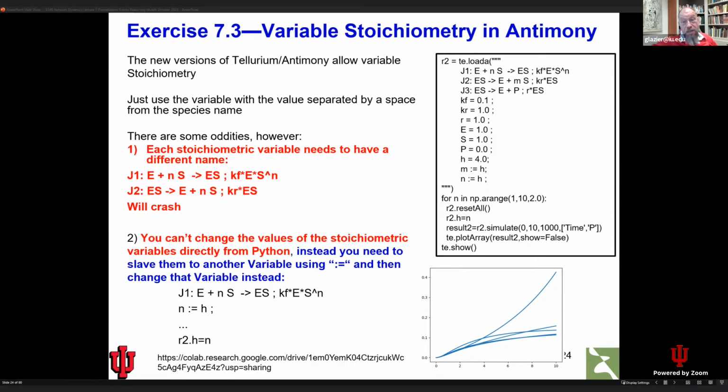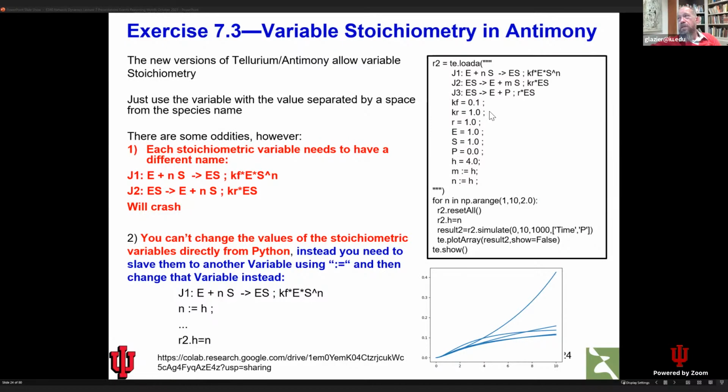And so Antimony has an extra equal sign, which says do continual reassignment rather than parse time reassignment. Again, the thing you have to watch out for is that you can't have the same symbol used twice. So if it's n in J1, it has to be m in J2 and something else in J3. You can't reuse the symbol. And then if you want to change the value, you have to use this equals and then the thing you want to assign it to. Once you know those few rules, it's pretty straightforward.